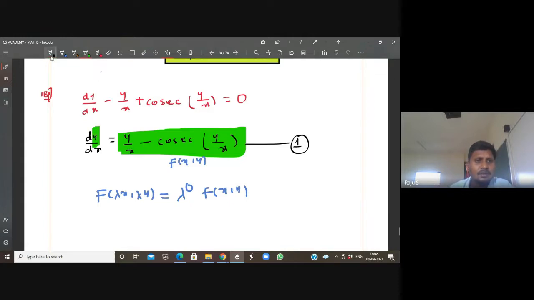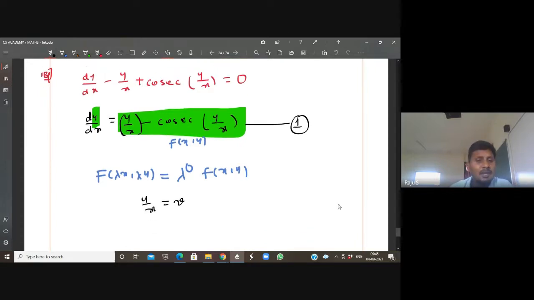Y. Now, what shall we substitute? Already here, don't worry about choosing the substitution value. Already y by x is given. Y by x, you can take as v. This kind of question has this advantage. Already y by x is there. Y by x is equal to v. That is, y by x is equal to v, which implies y is equal to vx.